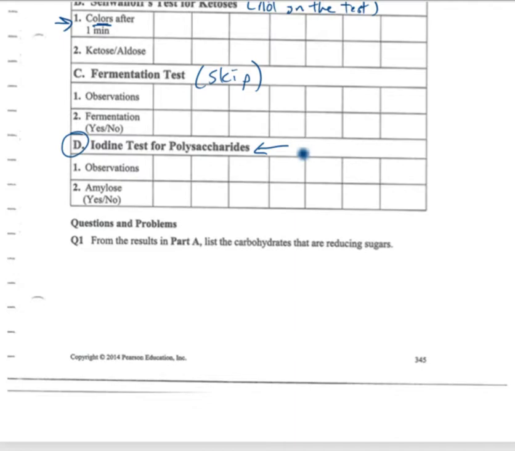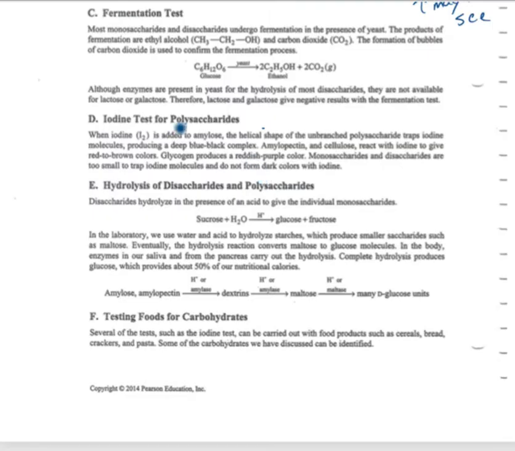If we look at the experimental part for just a minute, if you look at the sort of the intro paragraph for this test, it talks about the helical shape in amylose and amylopectin. Right? You can imagine that starch and glycogen have this helical structure of a bunch of glucose molecules built up, right? Polysaccharide, many glucose molecules.